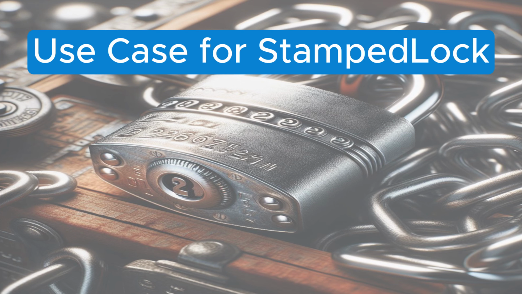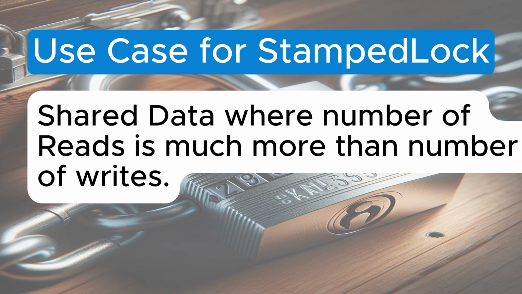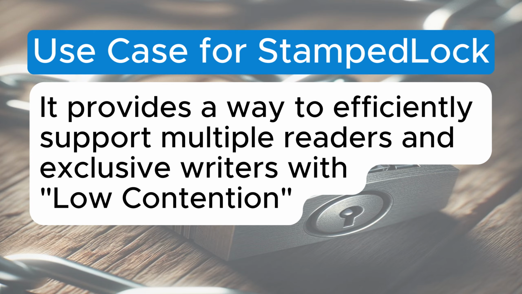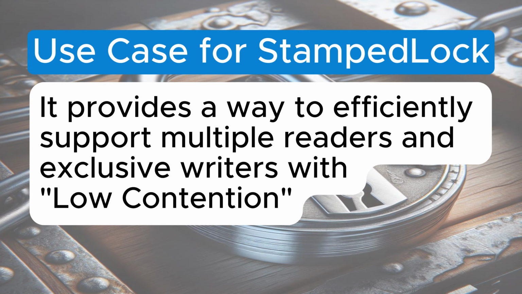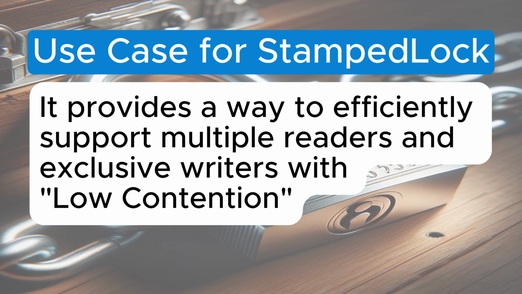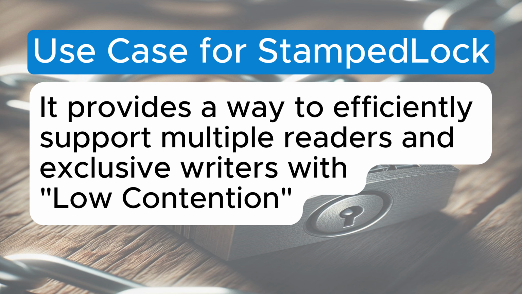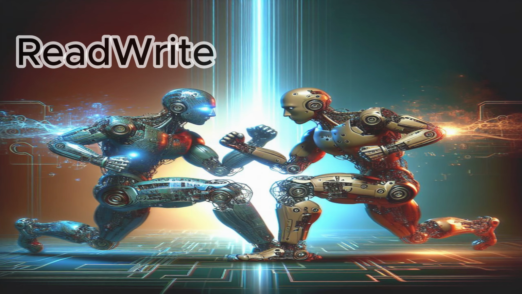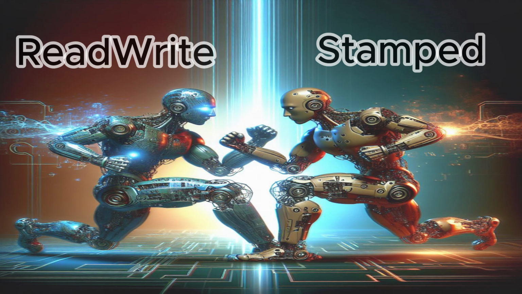A common real use case of stamped lock is in scenarios where you have a shared data structure that is read frequently but updated very less frequently. Stamped lock provides a way to efficiently support multiple readers and exclusive writers with low contention. Let us consider a caching system where multiple threads can read the data from cache, and occasionally one thread needs to update or refresh the cache. In such a scenario, you want to maximize the concurrency for read operations while ensuring that the write operations are exclusive.